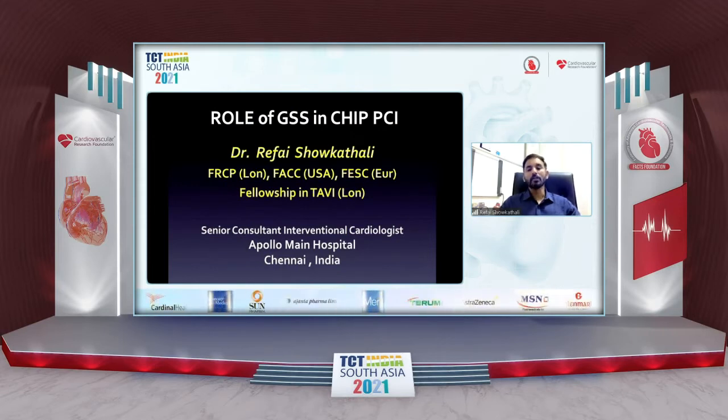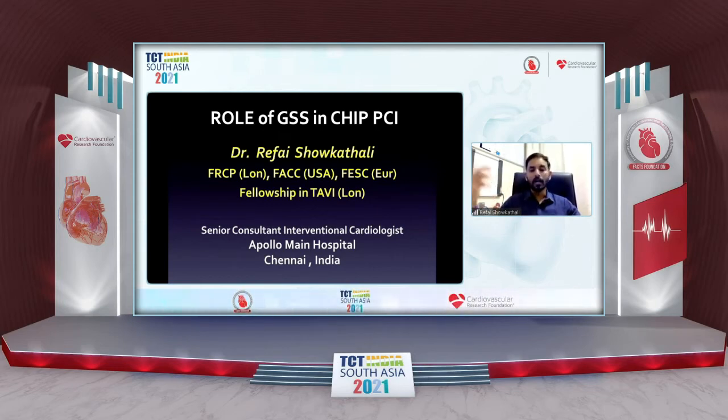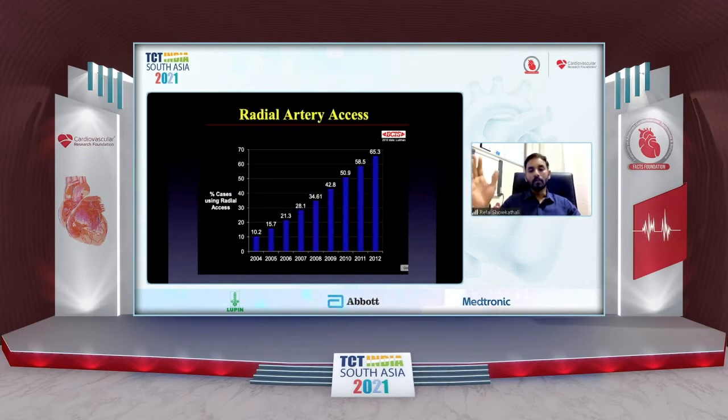Yeah, so when we talk about the sheath size, a 7 French sheath is equivalent to the inner diameter of the sheath, whereas the outer diameter may be around 1.5 to 2 French higher than the mentioned size, depending on which company you use. So obviously, when you're using a 7 French, it's around 8.5 French outer diameter.